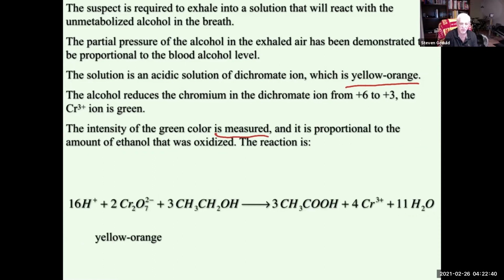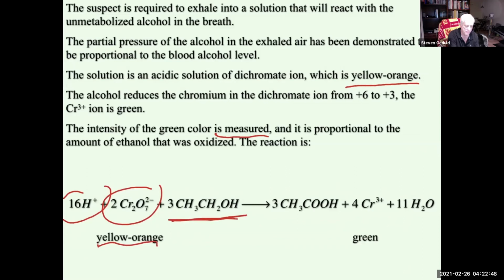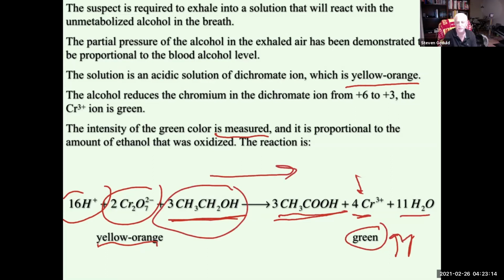And there's your reaction. This is your acid. This is your dichromate ion, your yellow-orange color. And this is your ethanol. Ethanol, remember, oxidizes: it goes from ethanol to ethanal to ethanoic acid. The dichromate gets reduced, and water is produced. And this is the green color. The darker that green color, the more the reaction is forced in that direction. And that's how the breathalyzer works. That's what they do.